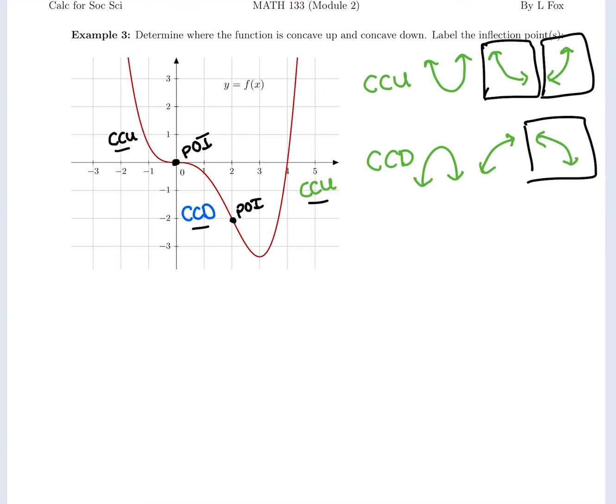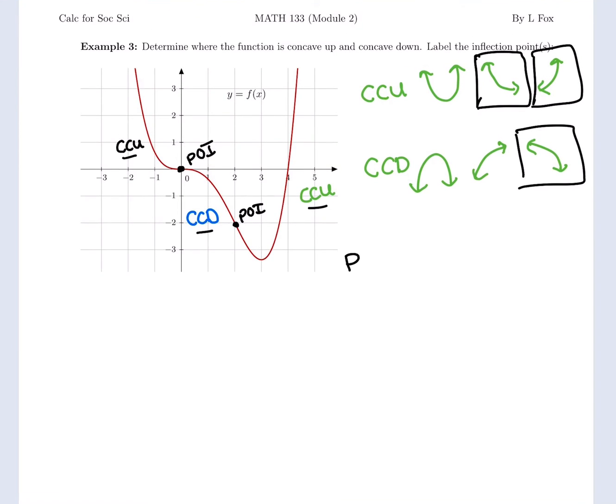So I'm going to label these inflection points. My inflection points, I would say, are 0, 0. And then my other one, the x value is 2, and the y value, I would say, is -2. And it might not be perfect because to me, I can't really tell if it's supposed to be a decimal or not, but that's okay. I'm going to call it 2, -2.